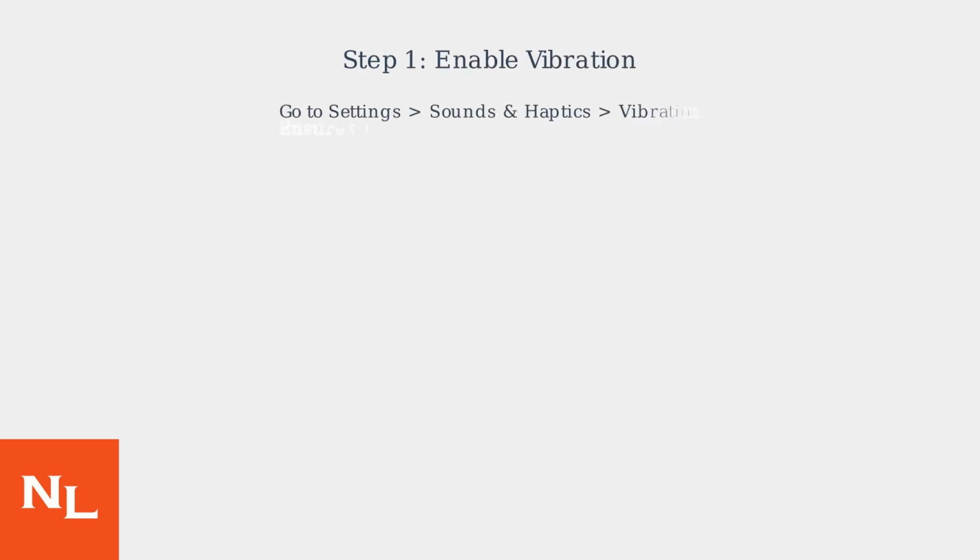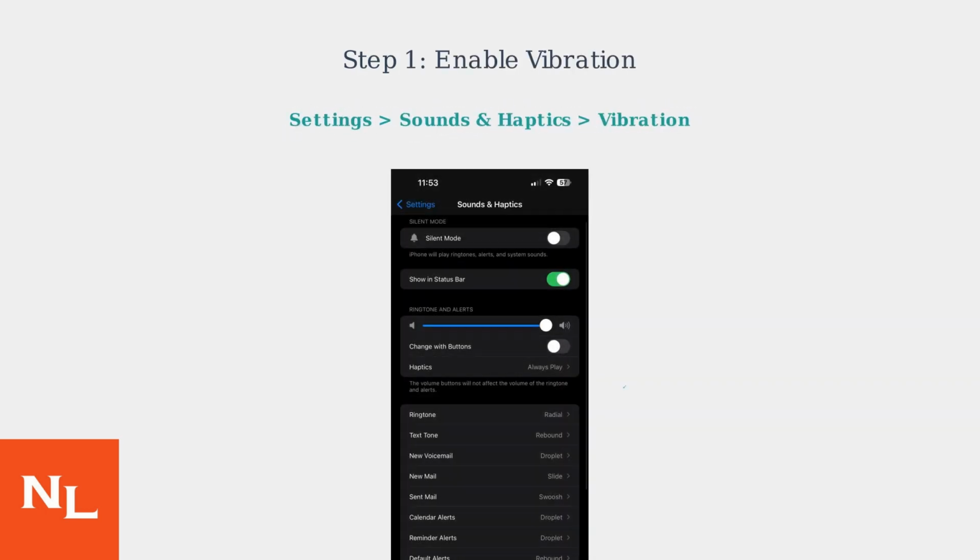First, ensure vibration is enabled. Go to Settings, then Sounds and Haptics, and tap Vibration. Make sure the toggle is on. Next, in the same menu, check Play Haptics in silent mode. If you expect vibrations while in silent mode, toggle this on.